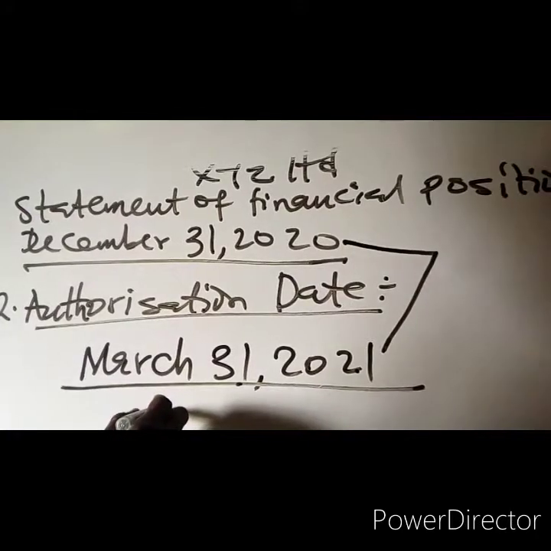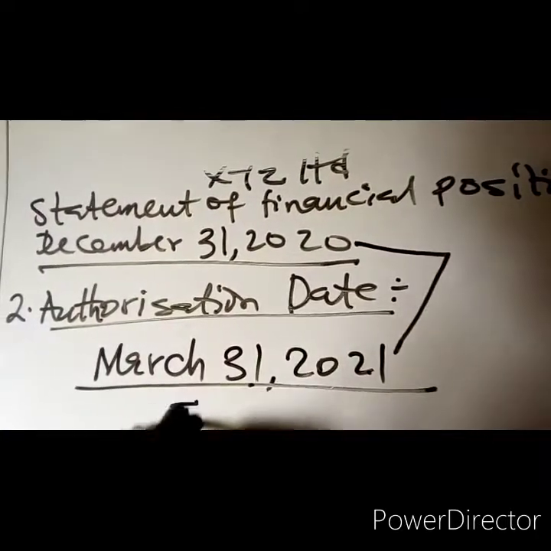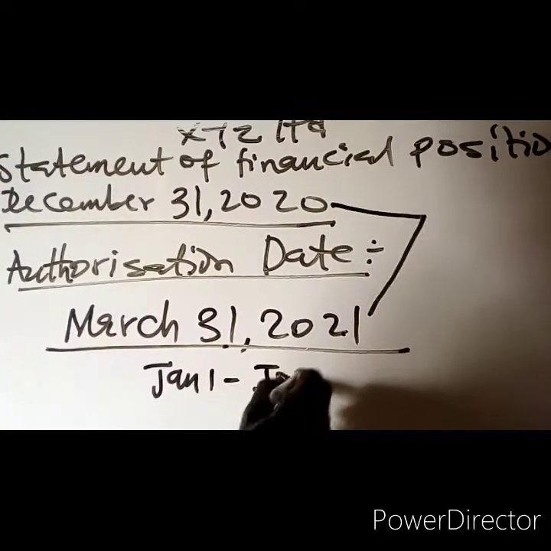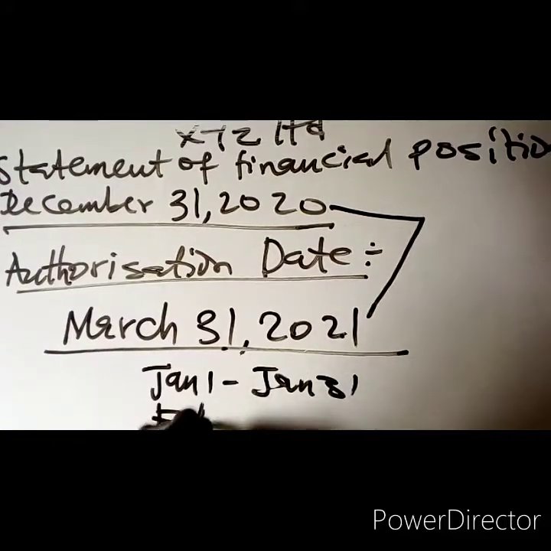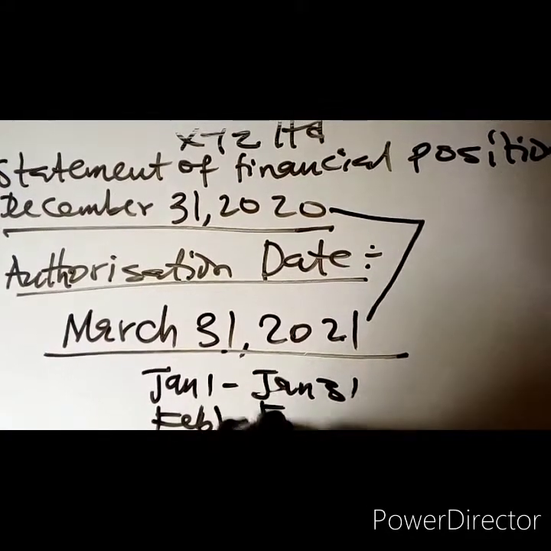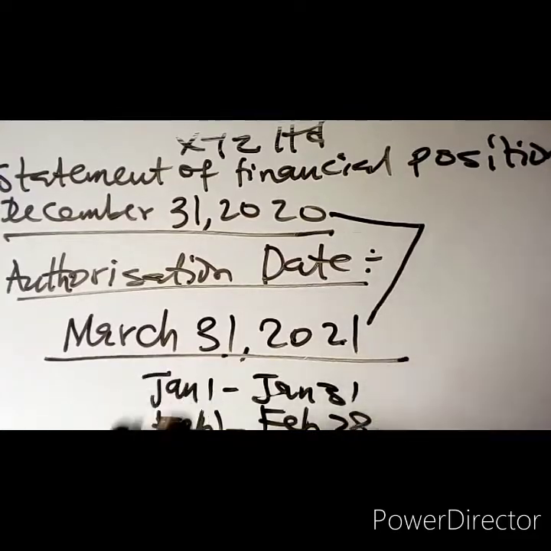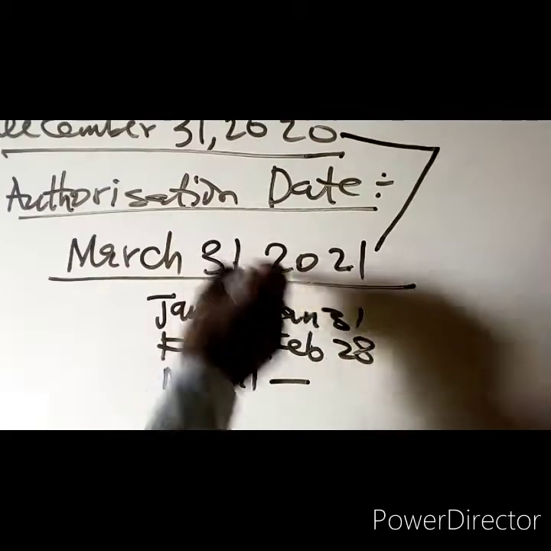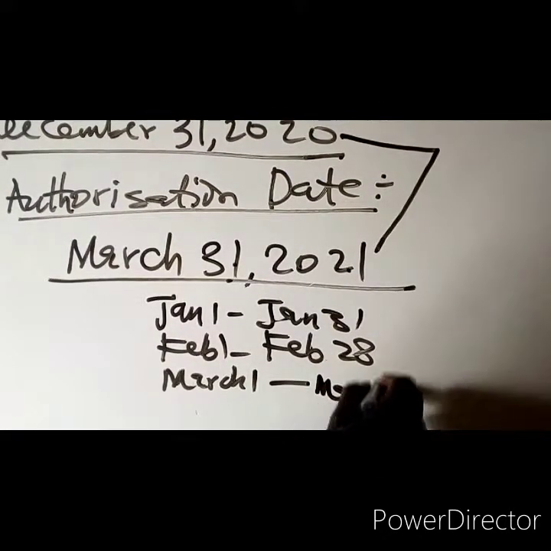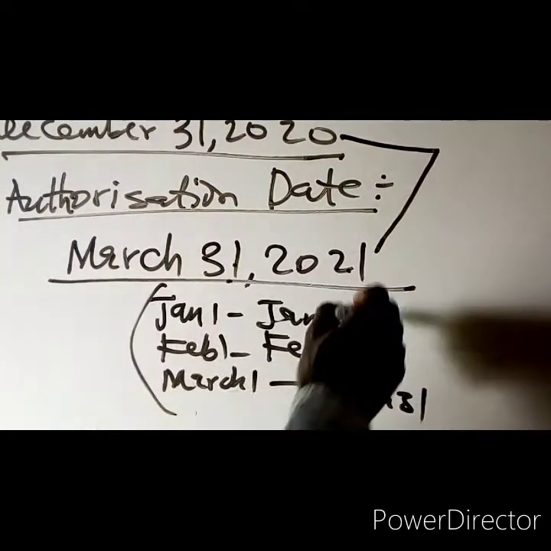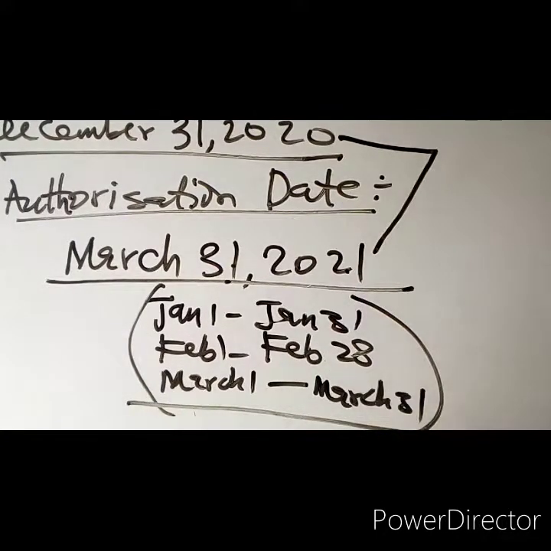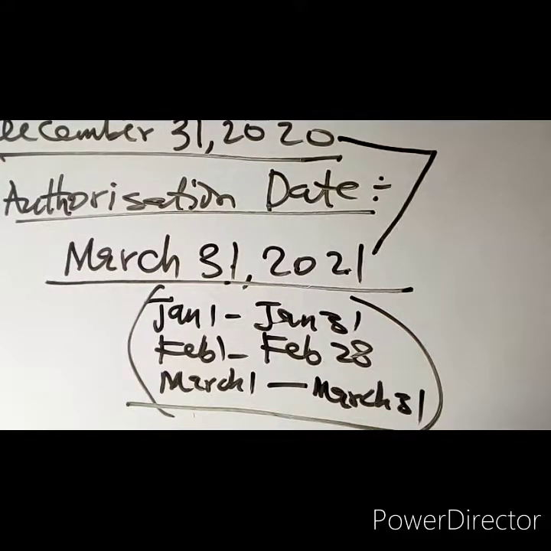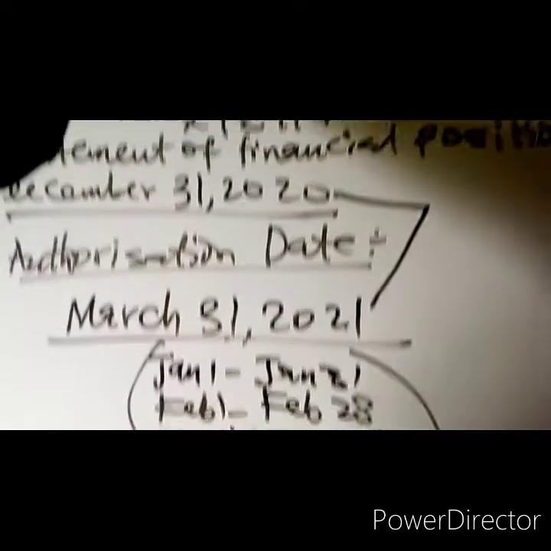That means any event that occurred from January 1st to January 31st, then February 1st to February 28th, and March 1st to March 31st. Any event occurring between this period is said to be the event after the reporting period.